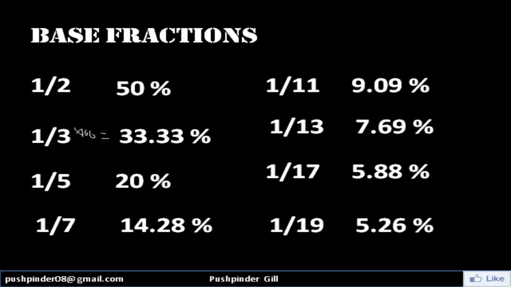Similarly, someone asks you, hey, what is 14.28% of 700? You say 1 by 7 of 700, my answer is 100. So this is how, and now these are all the base fractions, right? So these are not the end of the world. Further, there are some derived fractions from this base fraction that we're going to learn from this method here.